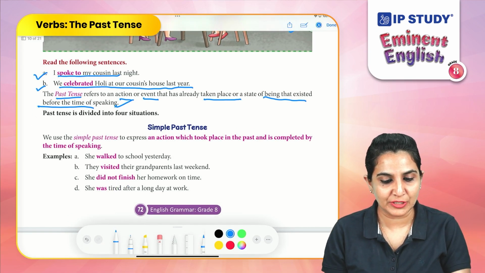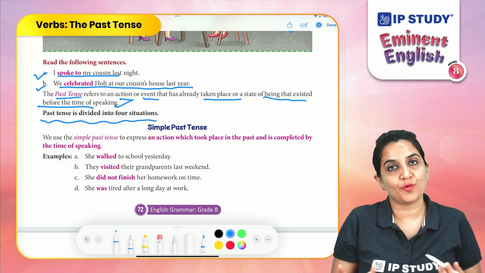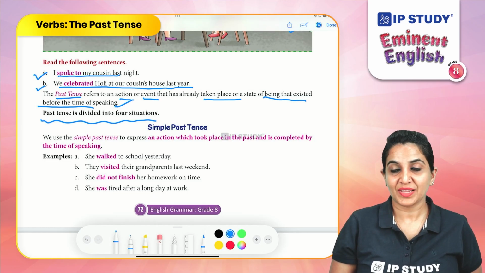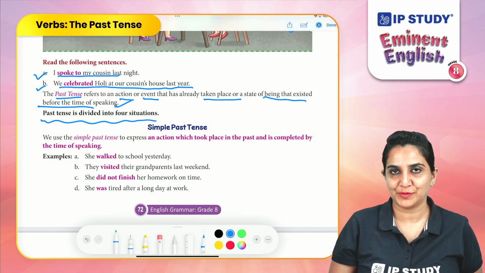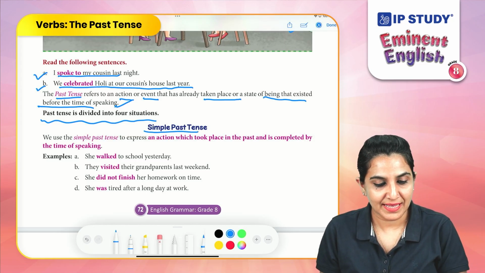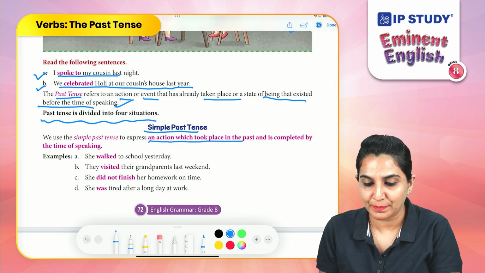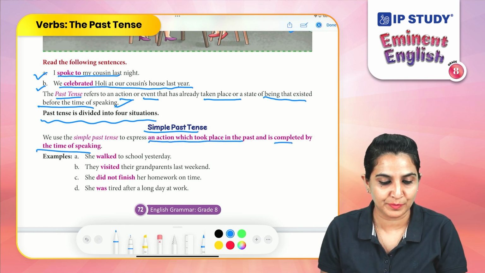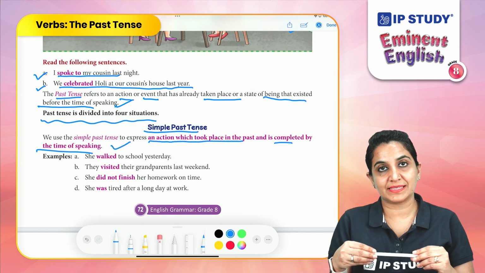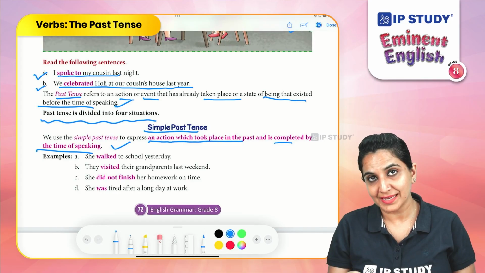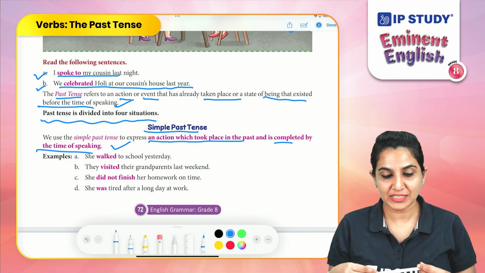They are divided into 4 types: simple past tense, past continuous tense, past perfect tense, and past perfect continuous tense. We will understand the simple past tense first. Simple past tense expresses an action which took place in the past and is completed by the time of speaking.